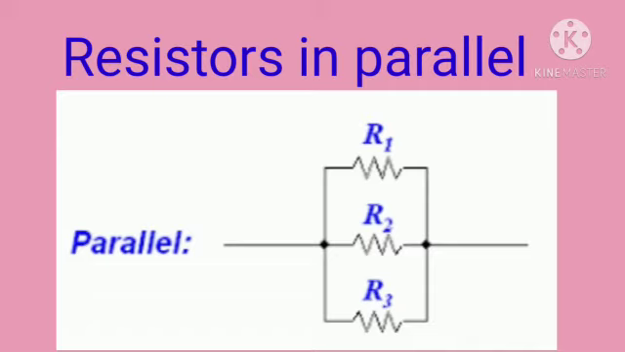The effective resistance of resistors connected in parallel is less than the least resistance of the individual resistors. This arrangement is used to reduce the resistance in a circuit.